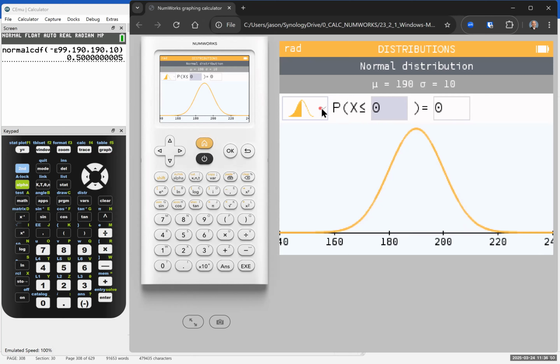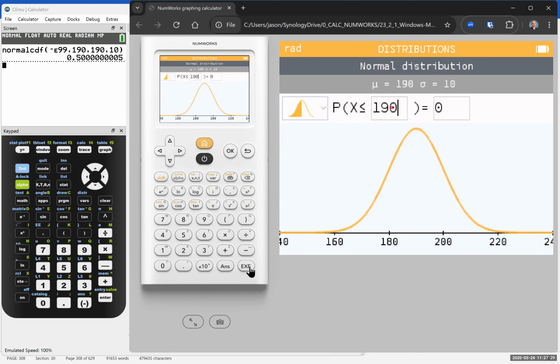And right here, we can actually choose whether we want the area to the left, the area to the right, or the area in between two values of x. So we don't have to worry about this negative infinity business. We can just say, well, we want the area to the left and choose that. And we want the area to the left of 190. So what's the probability that x will be less than or equal to 190?